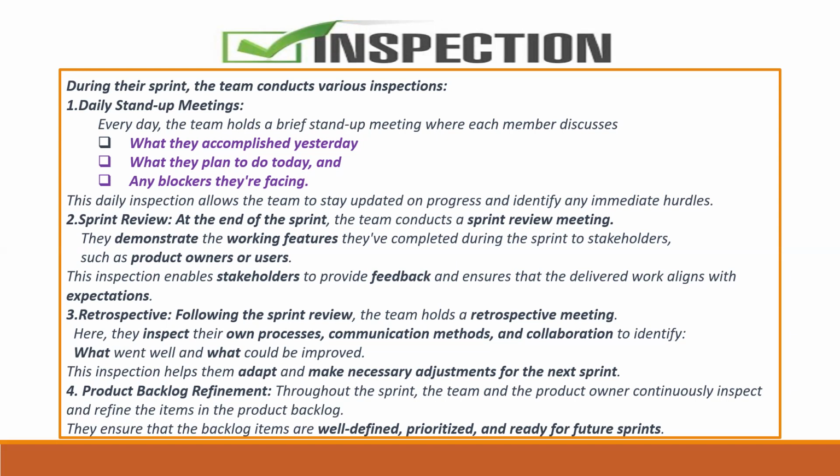Third is the retrospective. It follows the sprint review. When it follows the sprint review, the team holds a retrospective meeting. Here, they inspect their own process, communication methods, and collaboration to identify what has gone well and what needs to be improved. This inspection helps them adapt and make necessary adjustments for the next sprint.